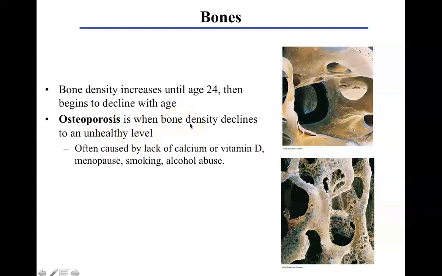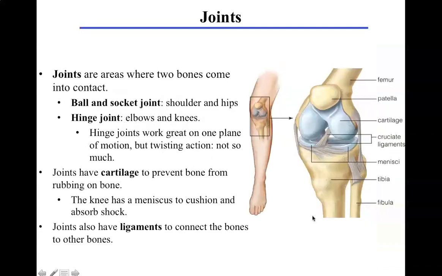Sometimes this can happen because of diet. If you don't get enough calcium or vitamin D, or you're smoking and drinking a bunch, then that's hard on your body, and basically your bones become more brittle. So this is normal spongy bone, and this is spongy bone with osteoporosis. You can see how much more air spaces there are and how much more brittle it would be.